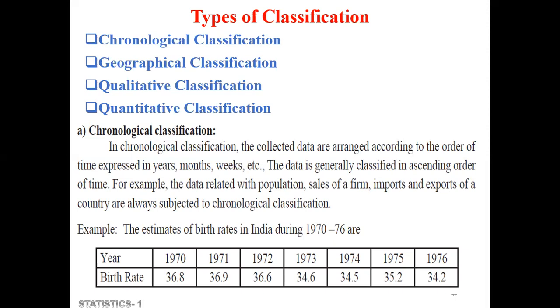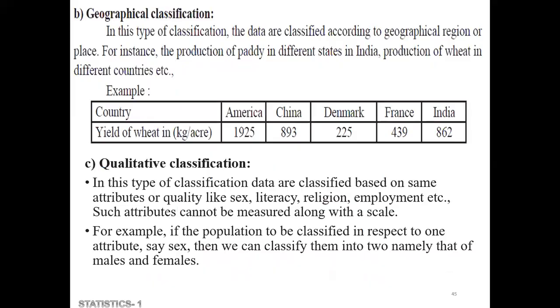In chronological classification, the collected data are arranged according to the order of time. This time can be expressed in years, months, weeks, or days. Data is generally classified in ascending order of time. For example, data related to population, sales of a firm, and imports or exports of a country are always subjected to chronological classification. For example, the estimates of birth rates in India during the years 1970 to 76. Here you can see the year, and below you can see the birth rate. This is what is called chronological classification.